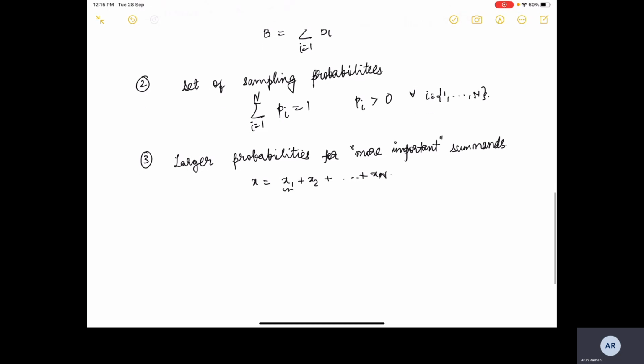Then we also saw an example where we did length square sampling for the matrix multiplication case. So how we define more important depends on the specific problem.